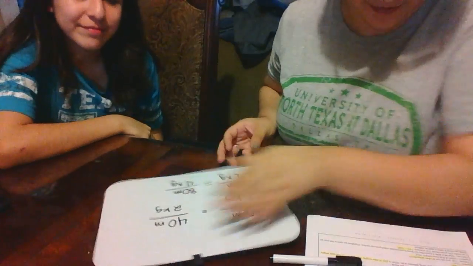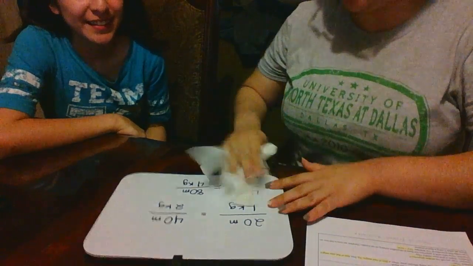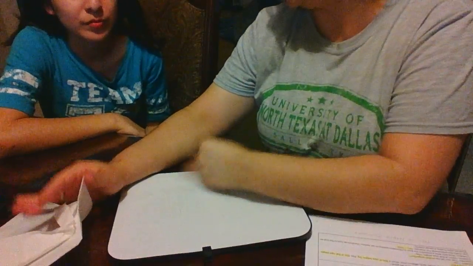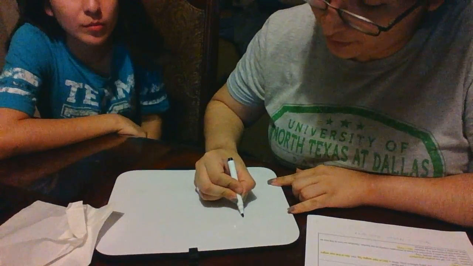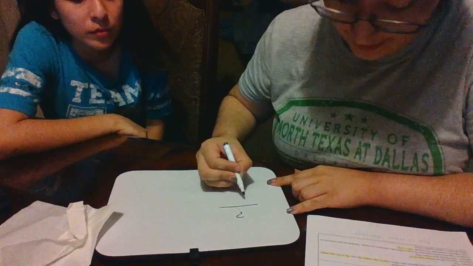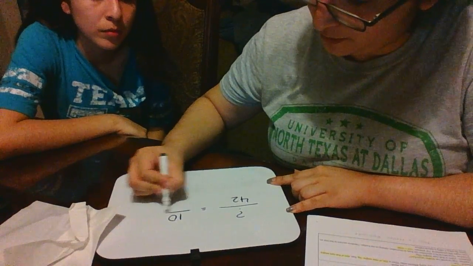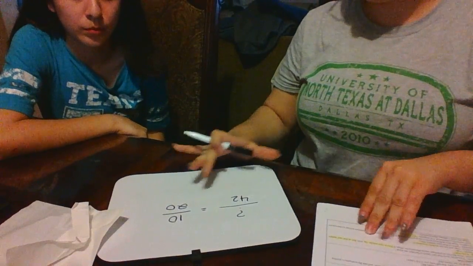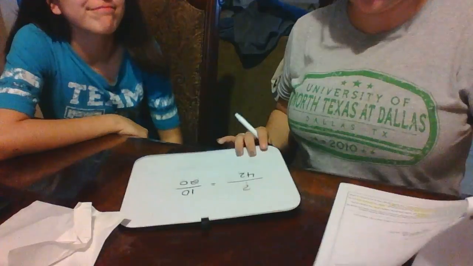That's true. Okay. So now we're going to learn how to find some information using proportions when we have something that's missing. Okay. So for example, let's say question mark over 42 equals 10 over 20. Okay, so there's a special method that we use to solve when we have missing information.